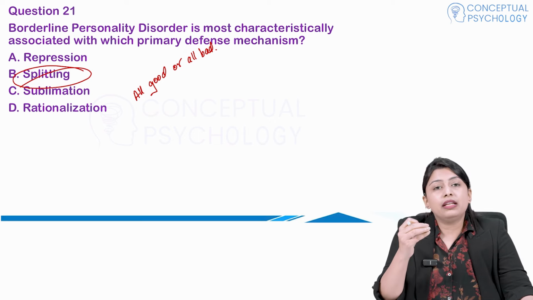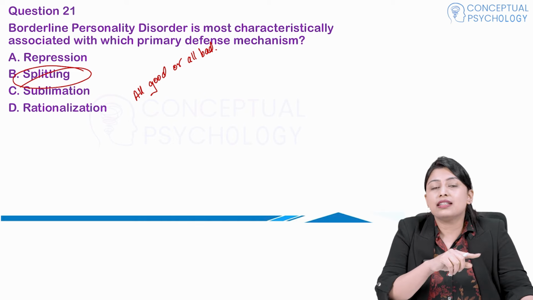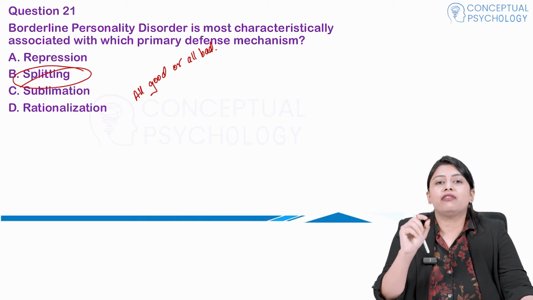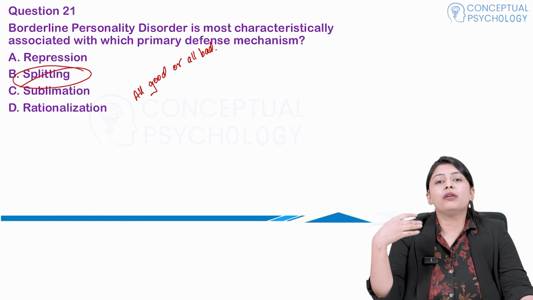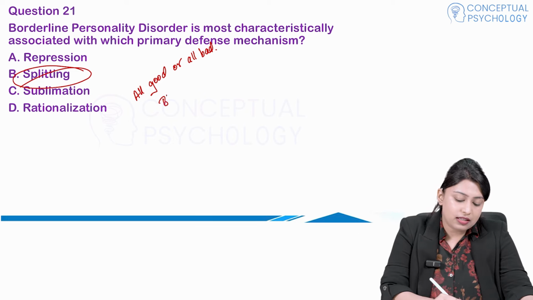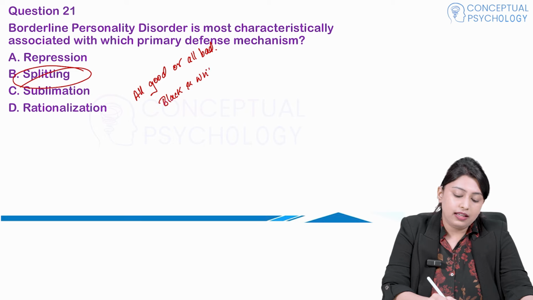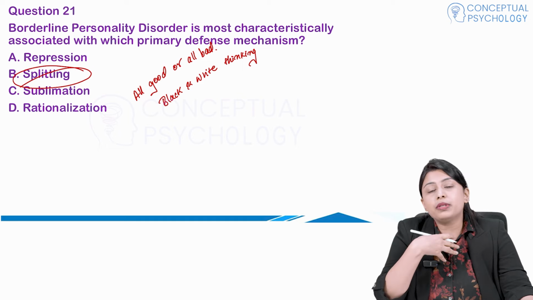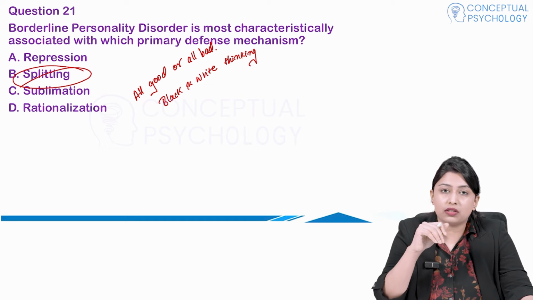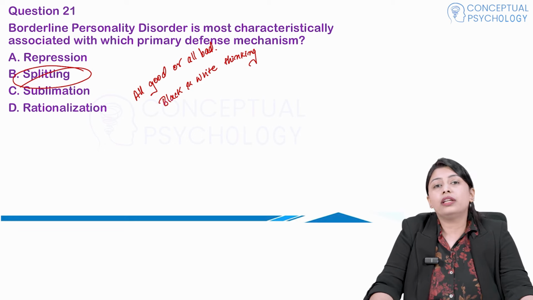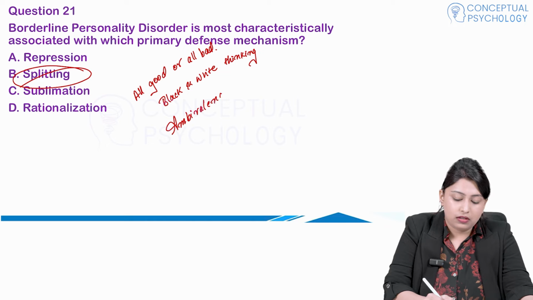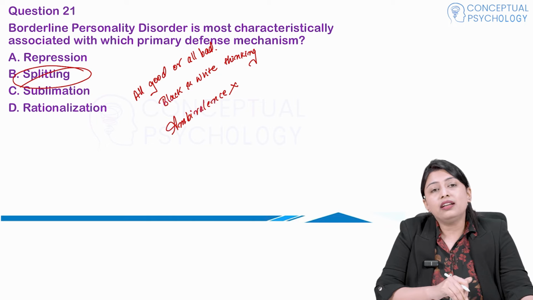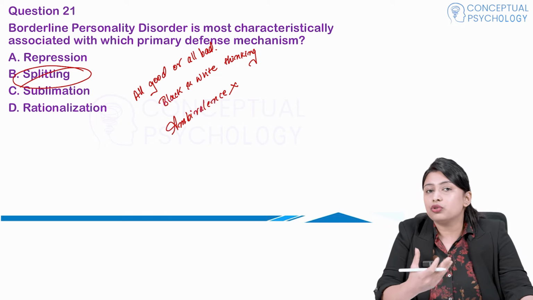Individuals with BPD frequently oscillate between idealizing somebody, seeing them as perfect, and devaluing them, seeing them as completely worthless. This is often triggered by minor disappointments or perceived abandonment. So this is black and white thinking, which extends to the self-perception, to the relationships, and even to situations. Splitting helps the person to avoid the anxiety of ambivalence, but it severely impairs relationship stability and emotional regulation.